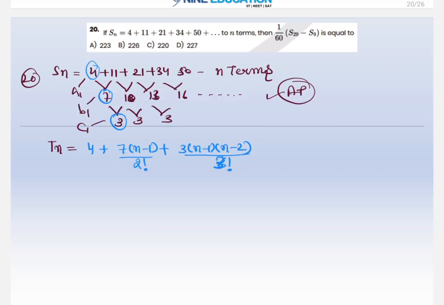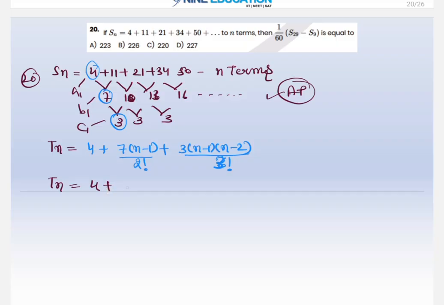How do we approach it? We have to take the difference until the difference comes out to be constant, and just write the general term like this. Take up the first number, plus second number multiplied by n minus 1 divided by 2 factorial, plus third number multiplied by n minus 1, n minus 2 divided by 3 factorial.